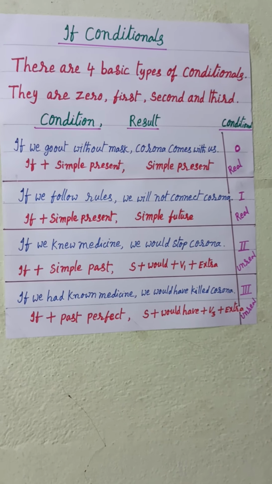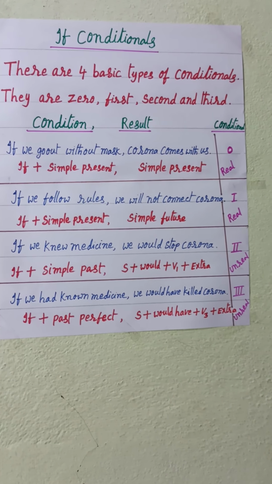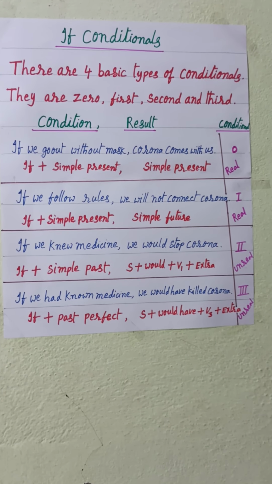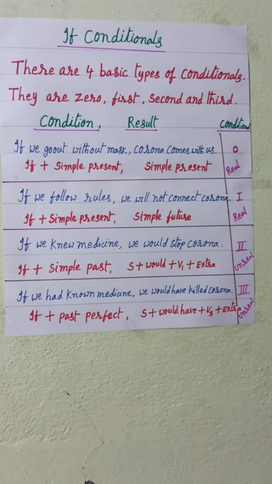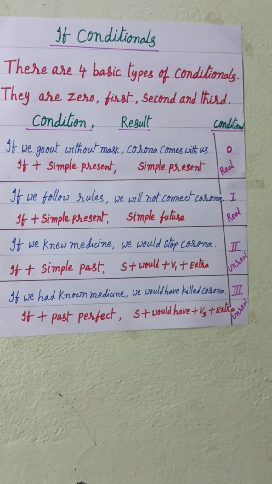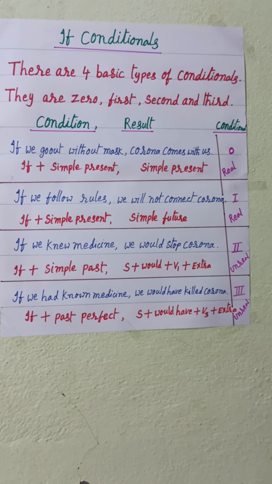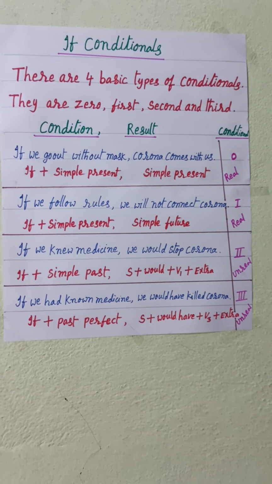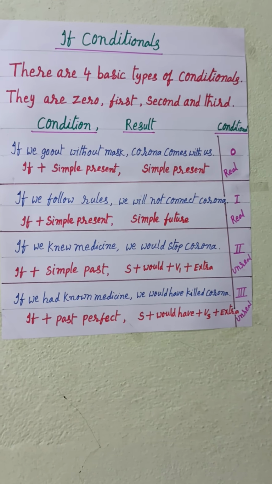Another example: if you stand in the rain, comma, you get wet. It is general truth. And if we eat ice, comma, it melts. It is scientific fact. So these all are general situations and real.